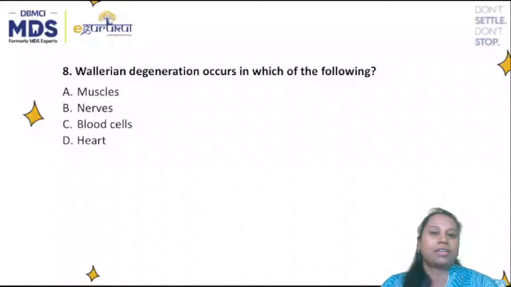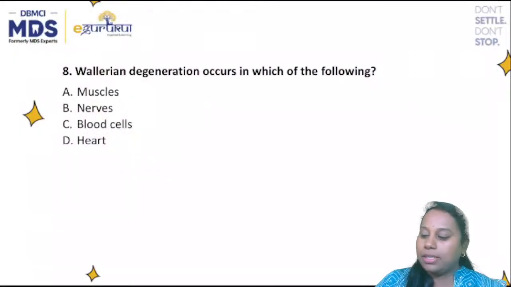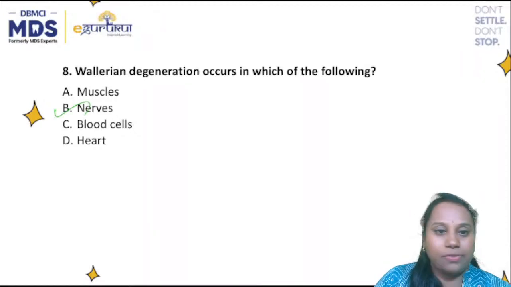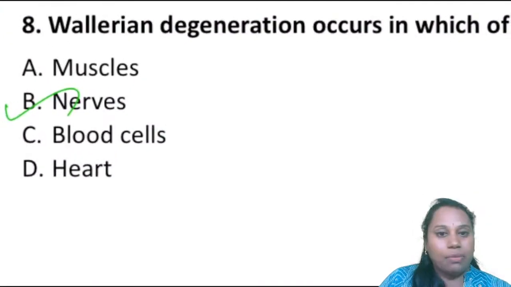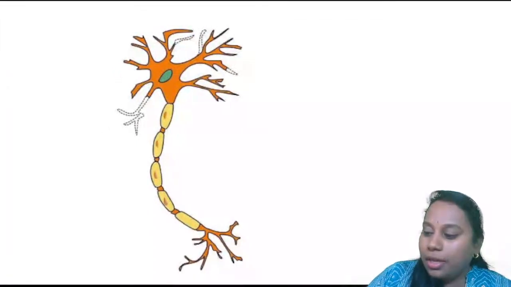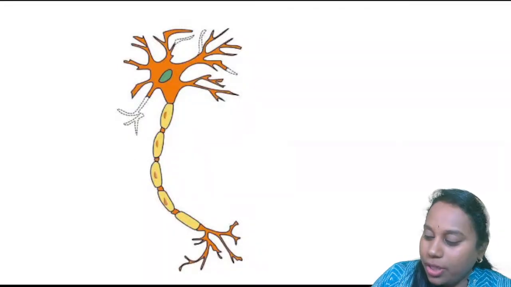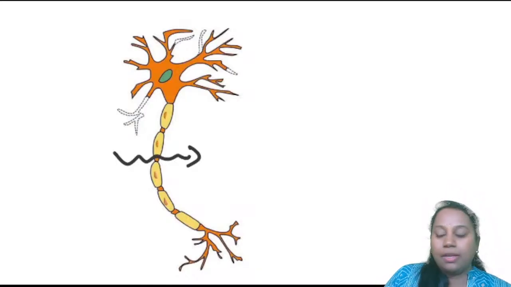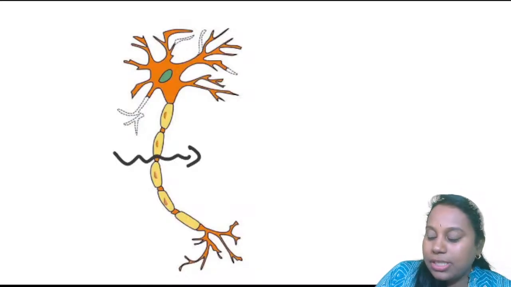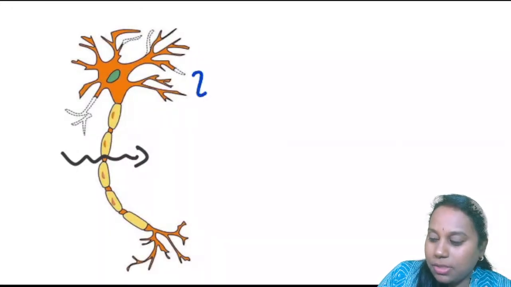Question number 8. Wallerian degeneration occurs in which of the following? So this occurs in your nerves. In nerves, we learn about Wallerian degeneration. If this is a neuron, and there is an injury to this neuron at this level, then the segment which is closer to the cell body becomes the proximal segment.